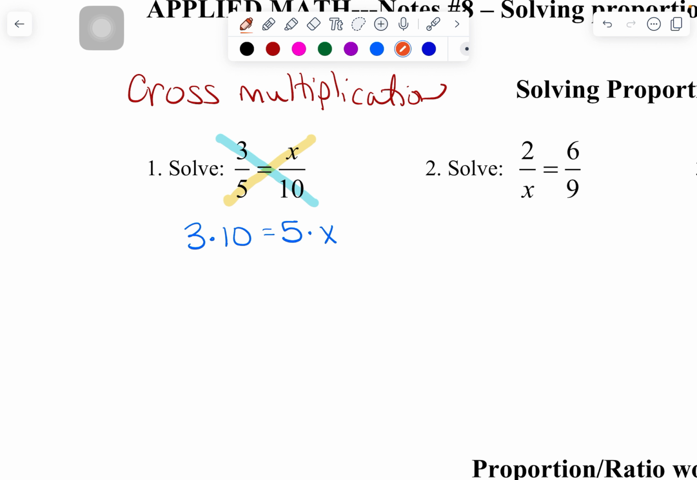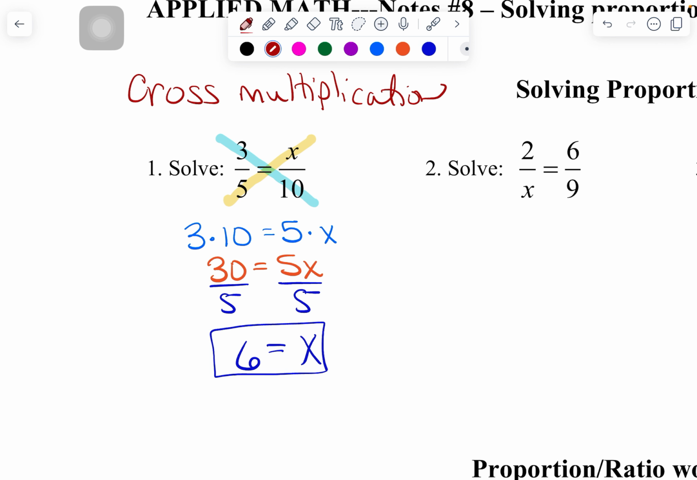So let's go ahead and solve it. 3 times 10 is 30. 5x is just, well, 5x. We're going to divide both sides by 5. And you are going to be left with x equals a fabulous 6. All right, that's solving a proportion.